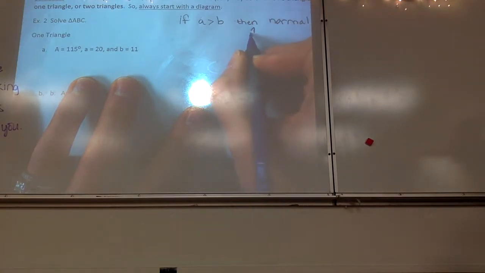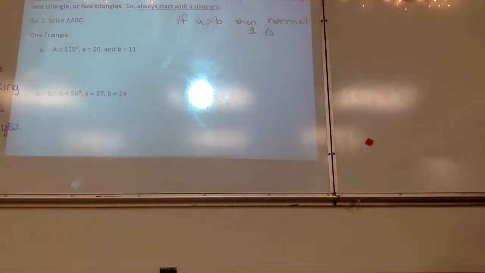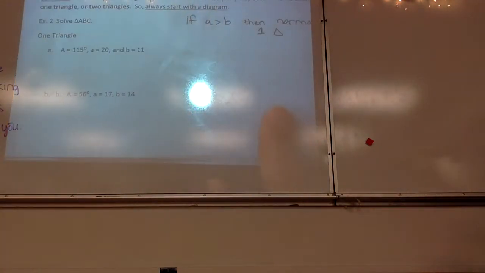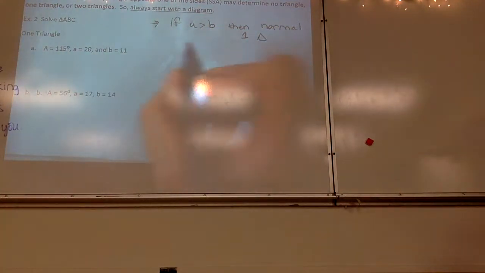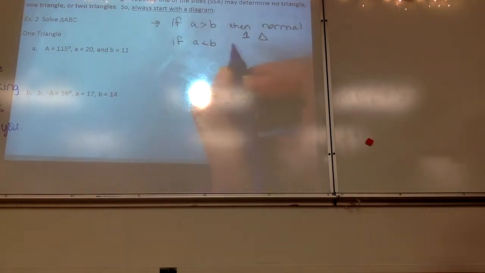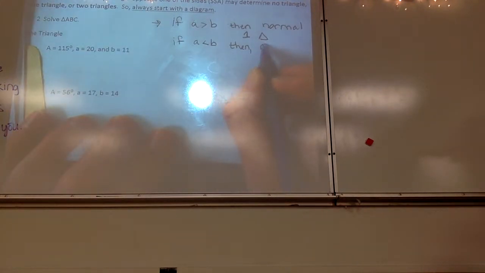You have one triangle. Okay? So if A is greater than B, one triangle, nothing really changes. It is a little bit different, and I'll go through that with you, but everything's normal. The other case is if A is less than B, then your option is 0 or 2 triangles.